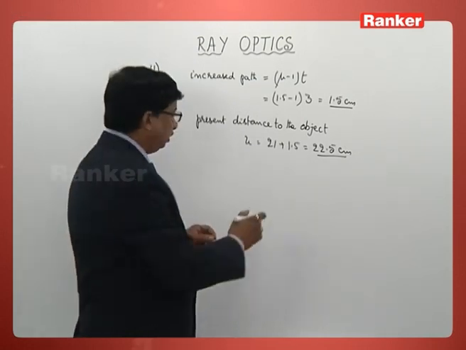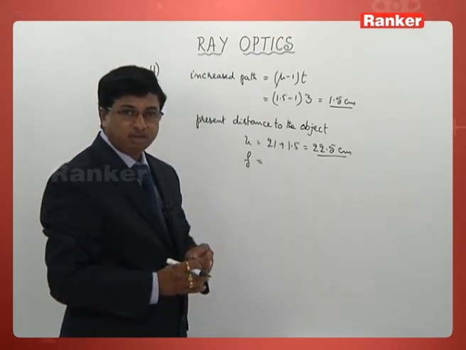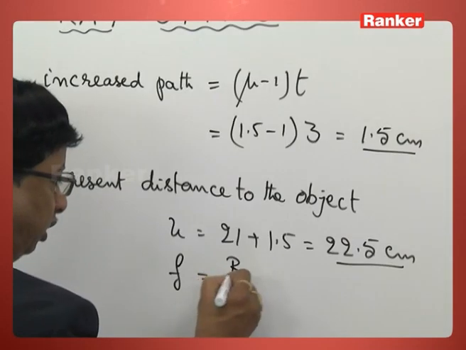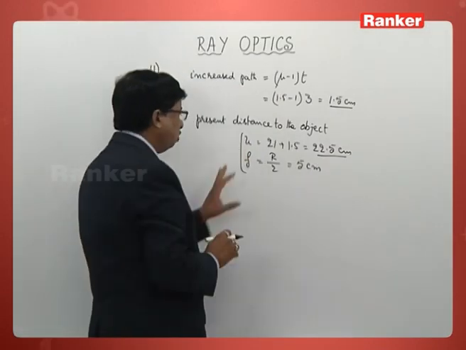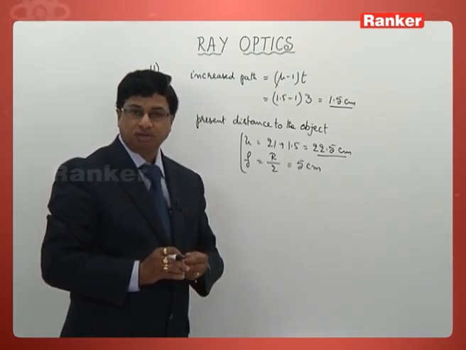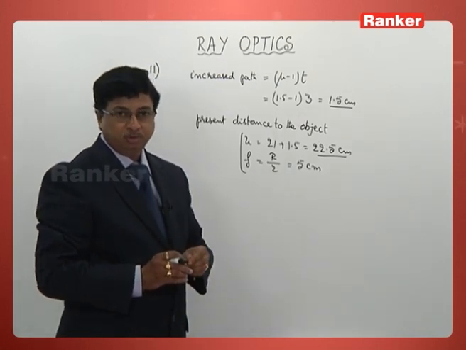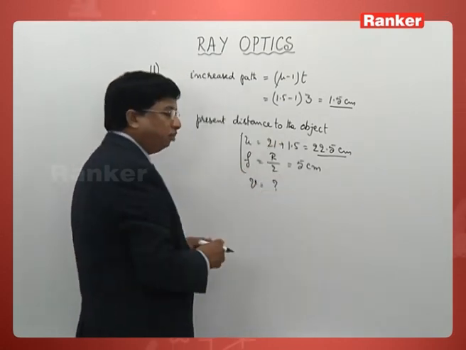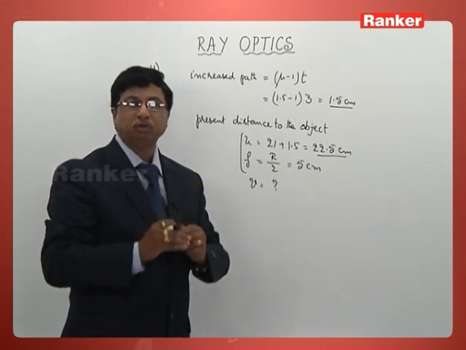In addition to that, he has already provided us focal length is 5 centimeter. Because radius of curvature is given 10 centimeter. Therefore, you can write focal length as R by 2, which now becomes 5 centimeter as such. So this is the present data. And what is it he wants us to calculate? The position of final image formed. Position of final image formed means where the final image is formed, at what distance the final image is being formed here. That is what we want.